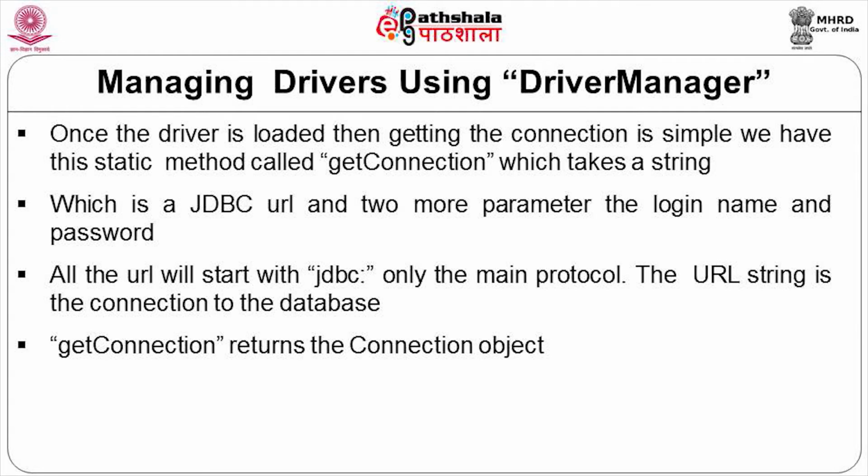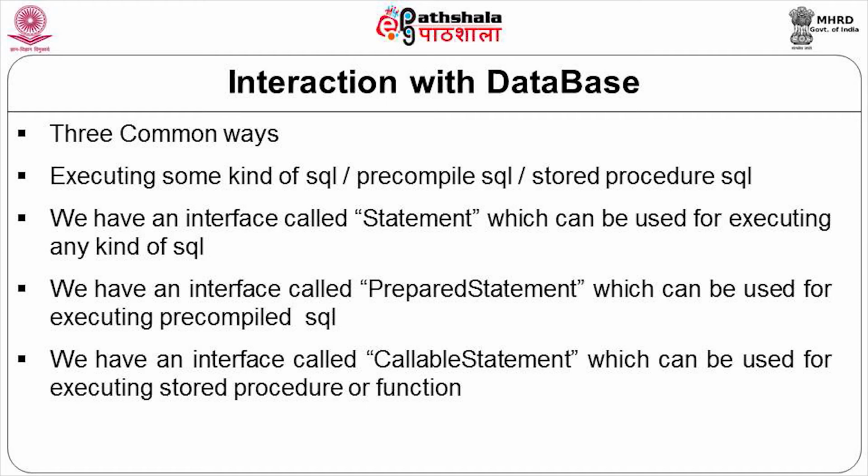Let's see what kind of interactions we'll have with the database. There are three common things which we do with the database using JDBC. One thing is, you would be interested in executing some kind of an SQL, or you might be interested in using a precompiled SQL, or you might be interested in executing a stored procedure or a function. For all these three different things, we have three different types of objects to be created. We have three different interfaces to represent three kinds of requirements.